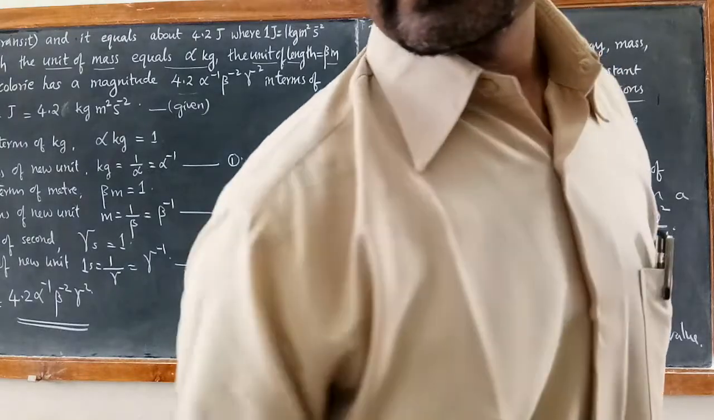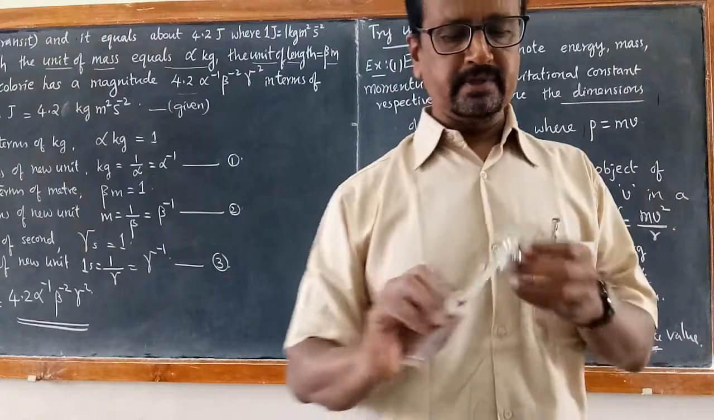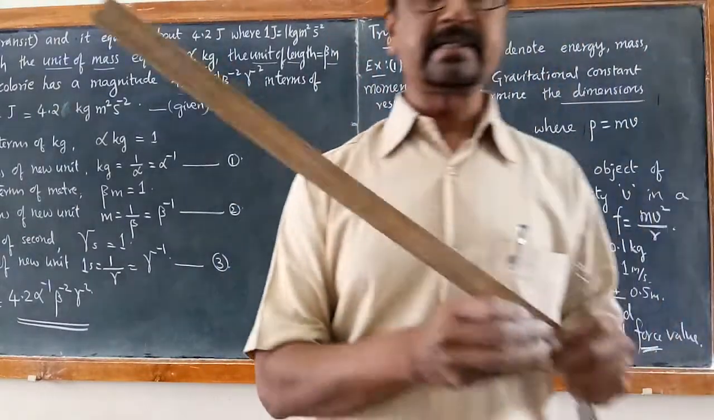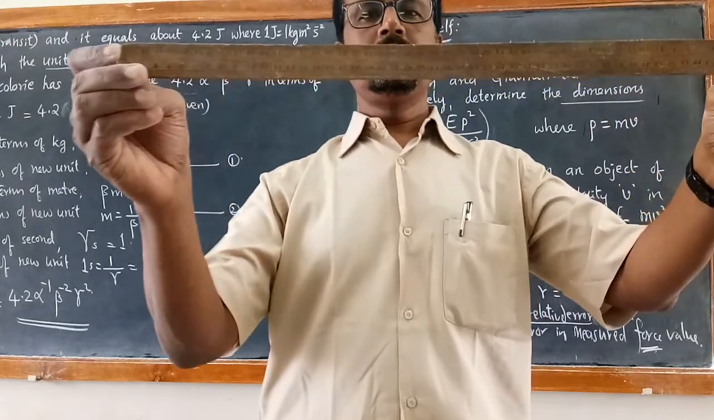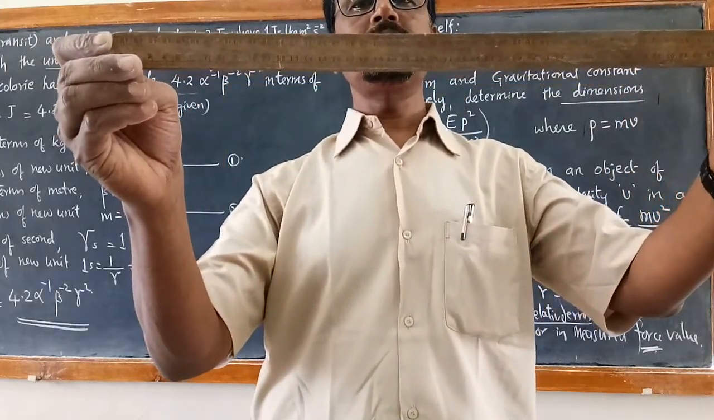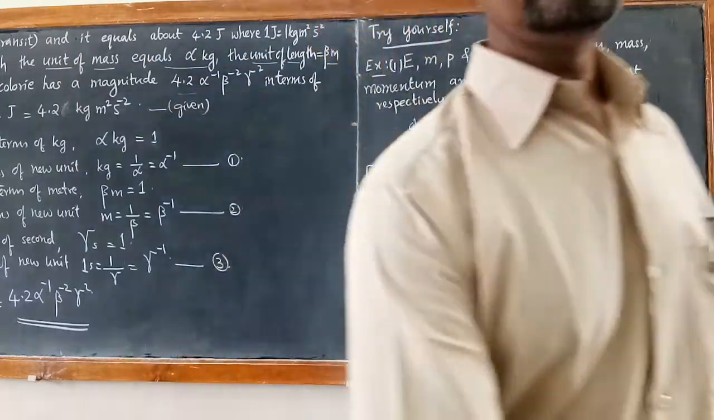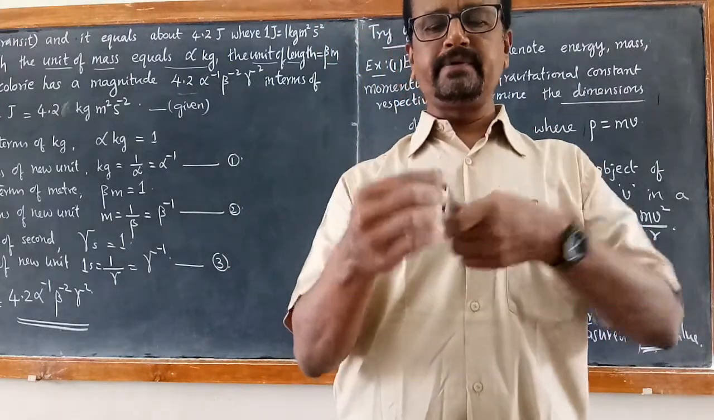And this is another one. It is called vernier calipers. This is a meter scale. You can see the meter scale has centimeters, and the smallest division is 1 millimeter, that is 1/10 of a centimeter. This is called vernier calipers.